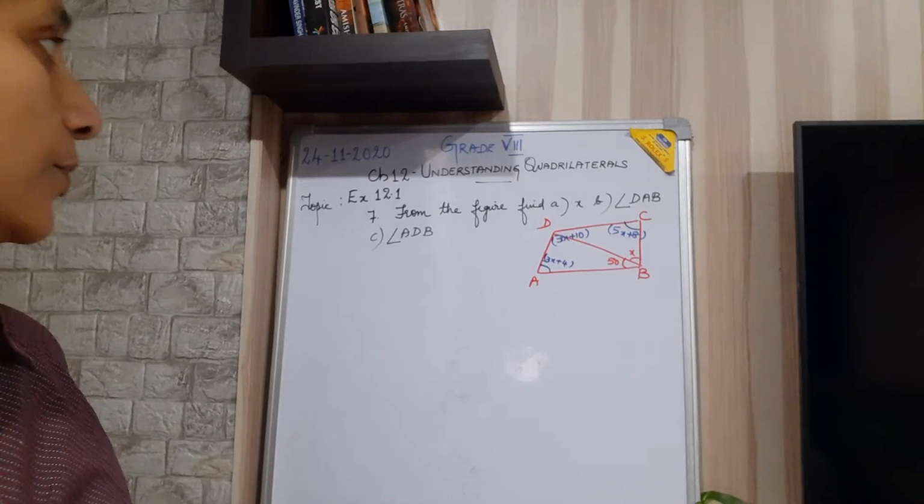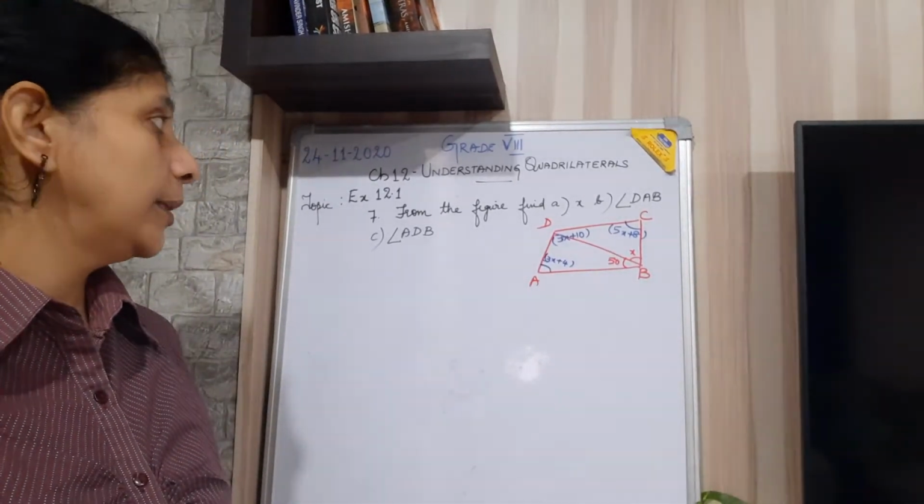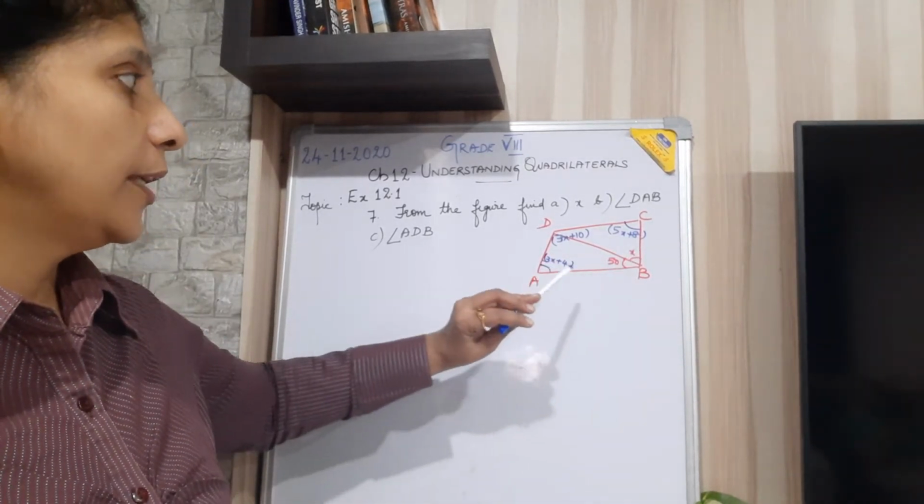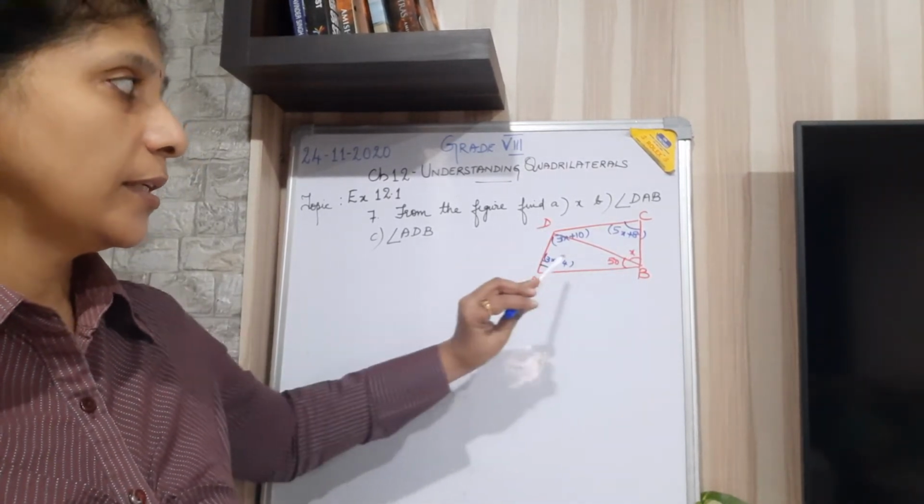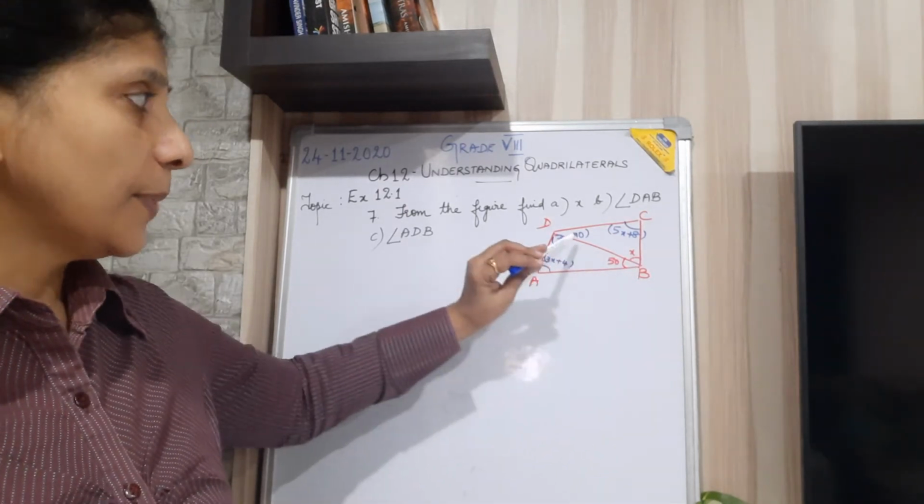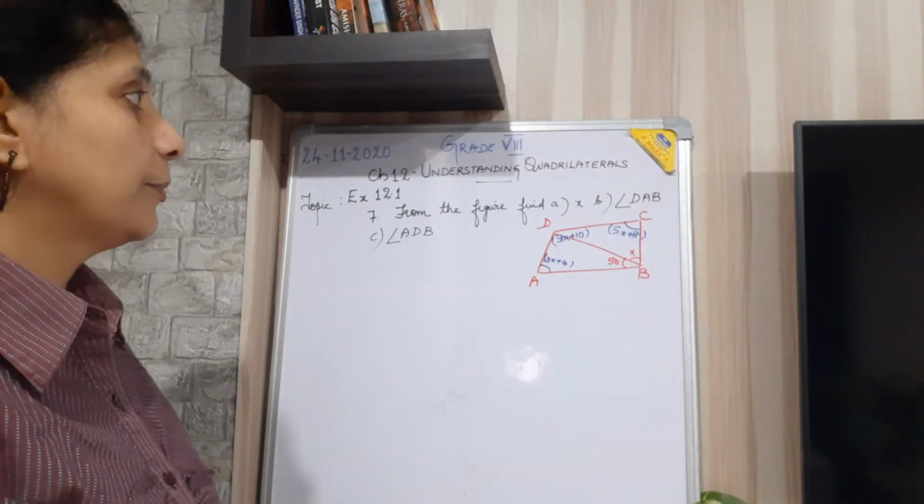Next question is question number 7. In the given figure, you have to find x, angle DAB and angle ADB. DAB is 3x plus 4, and ADB is this part. The whole angle D is 3x plus 10. So how will you find it from the figure?